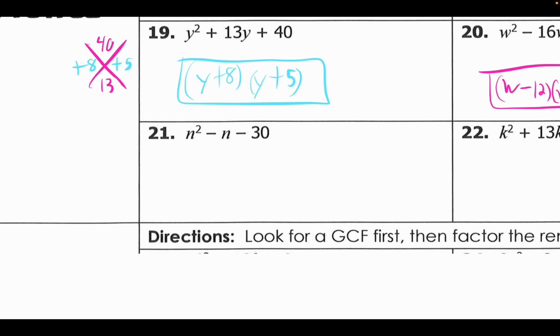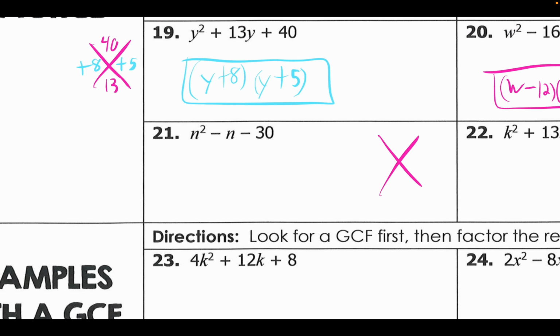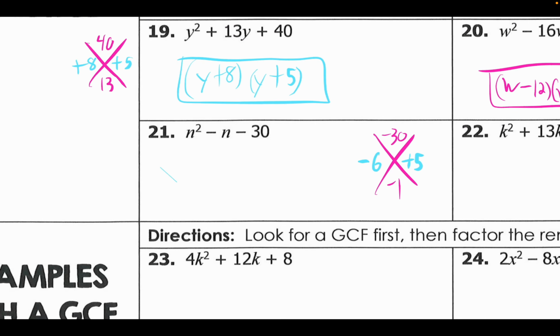On number 21, negative 30 at the top and negative 1 at the bottom. Since it's a negative at the top, they're going to be one negative, one positive, and it'd be negative 6, positive 5 that do the trick. So we have n minus 6 for one factor, and n plus 5 for the other.